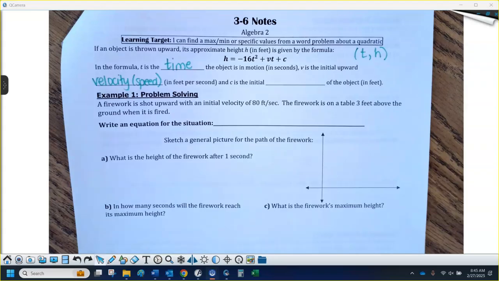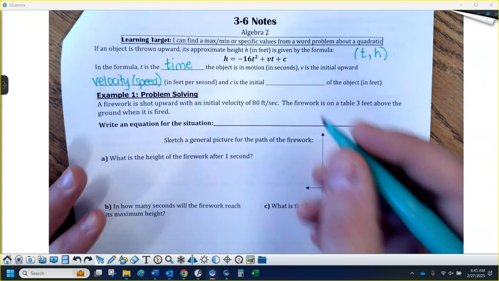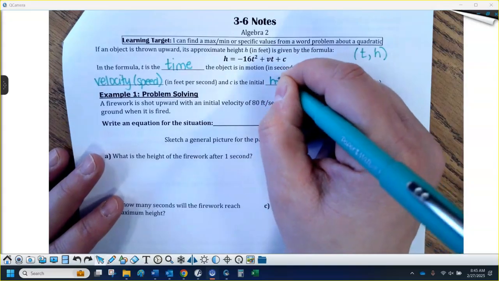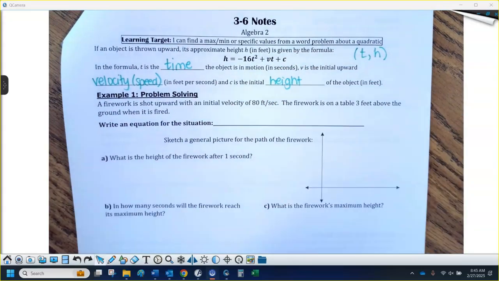And then C there, that's just a constant basically, it's the initial height of the object. So for example, some of the questions might say a rocket is launched off a cliff, like it's not launched from the ground, then it would have an initial height of some kind. So they have to tell you that in the problem.